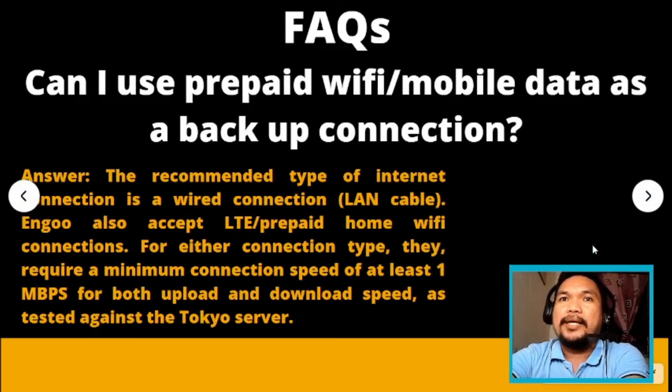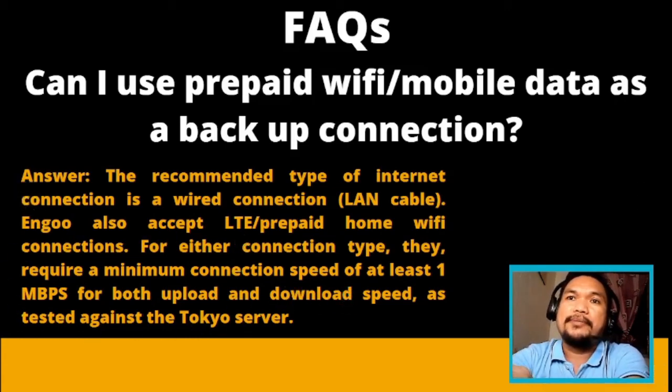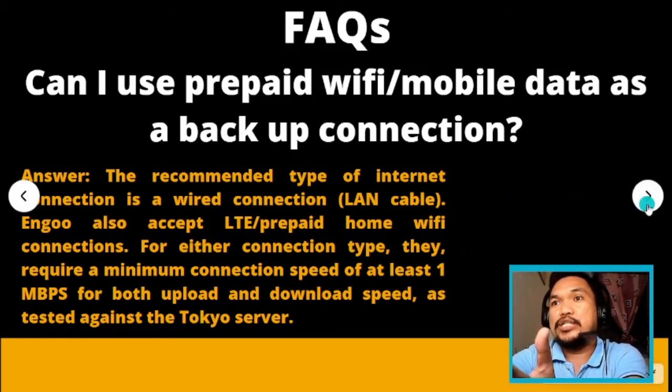Can I use prepaid Wi-Fi or mobile data as backup for connection? Again, the recommended type of internet connection is a wired connection, LAN cable. But now Engoo also accepts LTE prepaid home Wi-Fi connections. For either connection type, they require a minimum connection speed of at least 1 Mbps for both upload and download speed, as tested against a Tokyo server. Again, Tokyo server, not Philippine server.